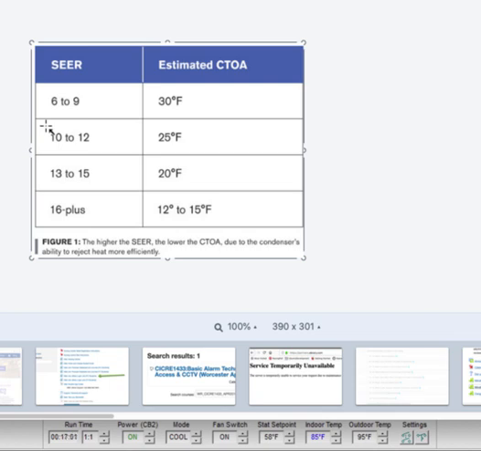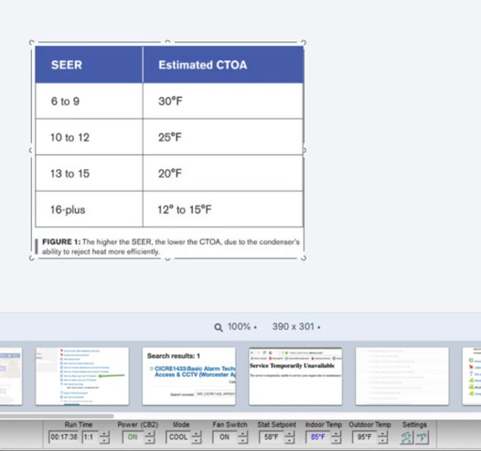If I had a 13 to 15 SEER system, that would drop down to 20 degrees. A 16 plus system, I would be seeing 12 to 15 degrees. And you don't see them much anymore, a 6 to 9 SEER system could have 30 degrees. The higher the SEER, the lower the difference between the condensing temperature and outdoor ambient, and that's due to the condenser's ability to reject heat more effectively. So again, you need to know the SEER of the equipment to find the estimated condensing temperature to outdoor air.